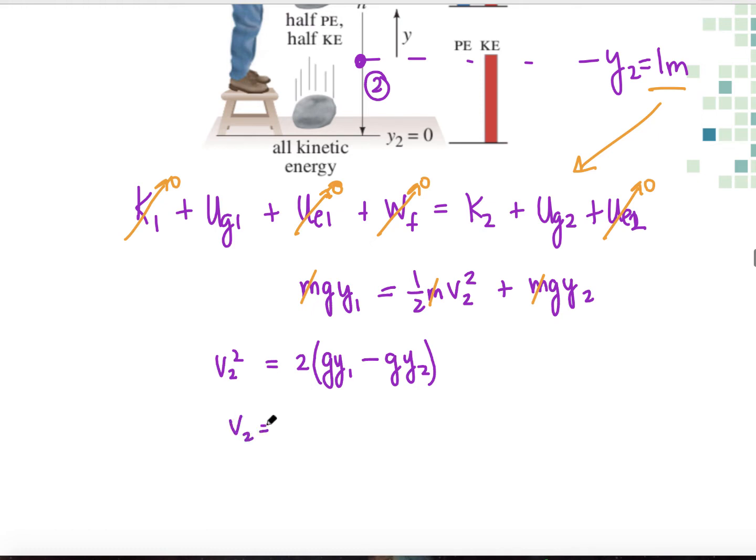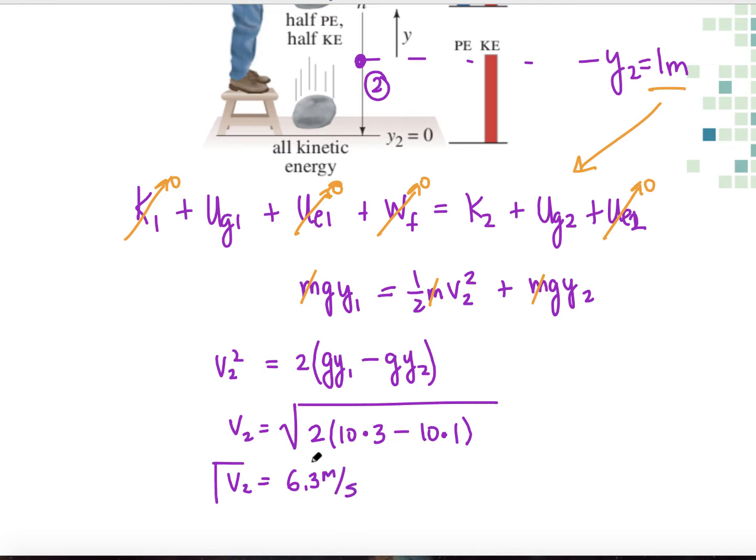So my final step here is going to be the square root of 2 times, so this is 10 times y1, which was 3, minus 10 times y2, which was just 1. Close those parentheses and square root all of this, and we get our answer where this velocity is approximately the square root of 40, or 6.3 meters per second.